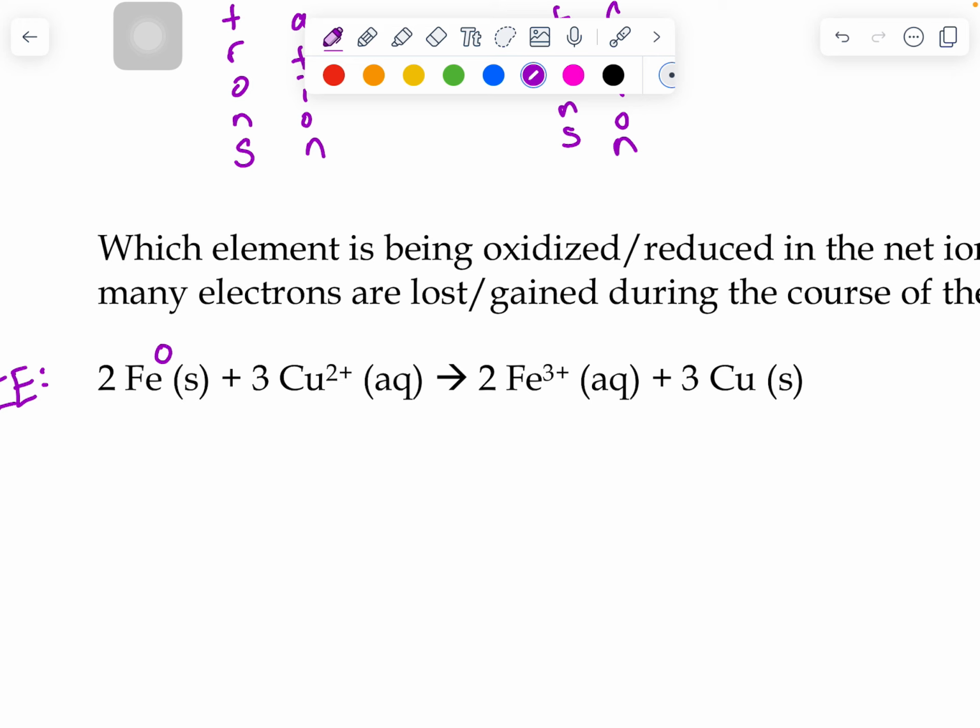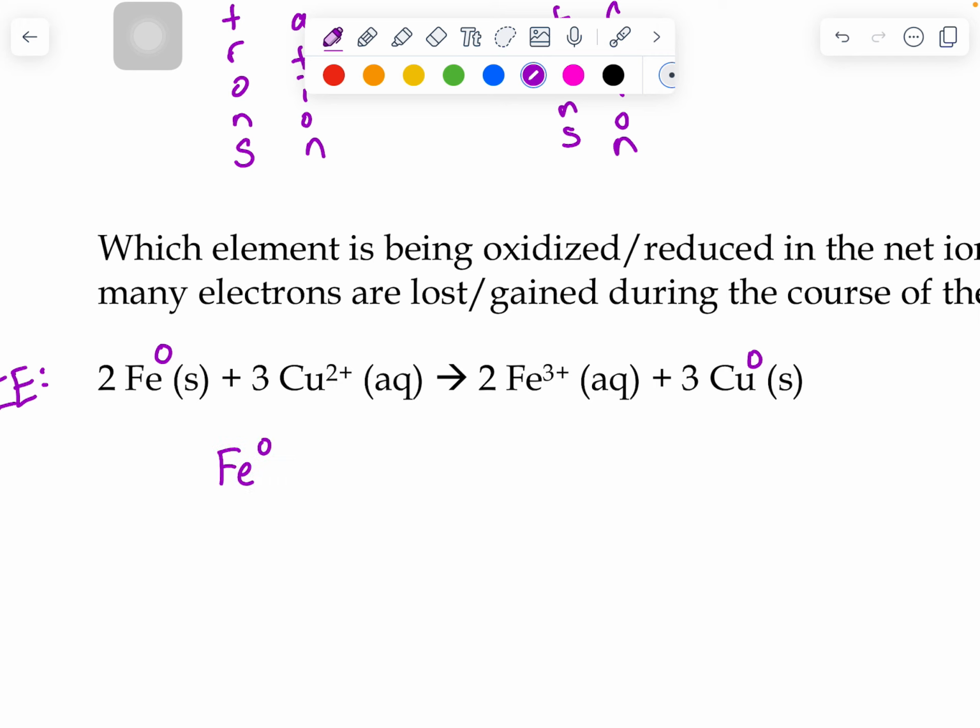The copper that's next must not be talking about the copper on the periodic table because the copper on the periodic table is a solid and neutral. This is aqueous and charged. The iron on the right must not be talking about the iron on the periodic table because it's aqueous and charged. But the copper on the right is talking about the copper on the periodic table because that's a solid and neutral. All elements are neutral.